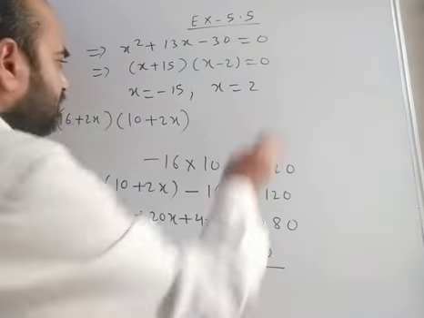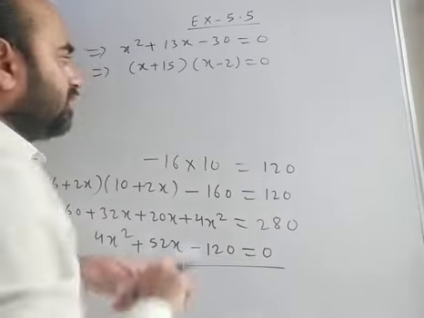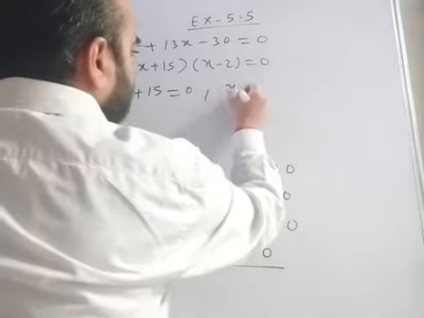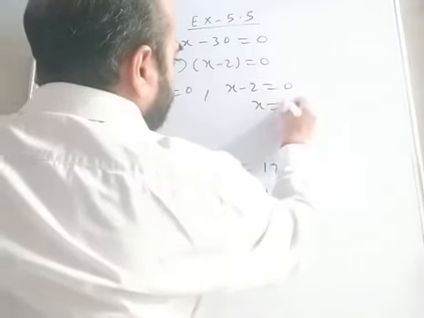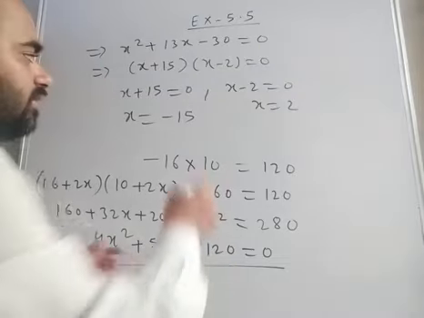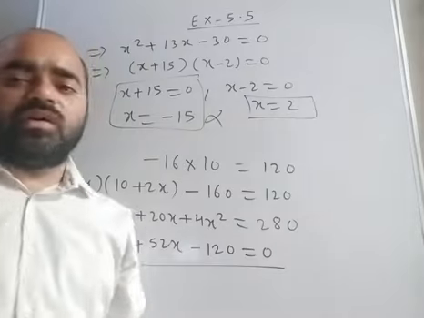Clear now this step? After finding the factors, we will equate each factor to 0. This will be 0 or this will be 0. x will be 2 or x will be minus 15. Length cannot be negative. It means this will be rejected. It means x is equal to 2.